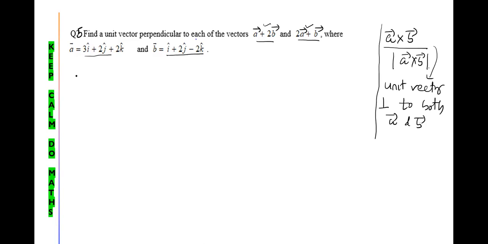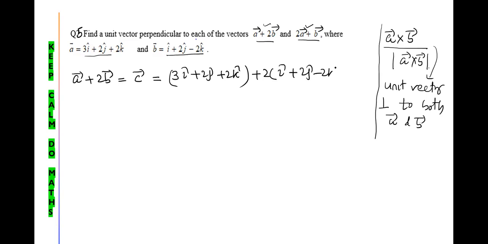So step 1, we will be getting what is A plus 2B. So A plus 2B, let it be C vector. That is equal to A, here it is 3i plus 2j plus 2k, plus 2 into B, i plus 2j minus 2k. Okay, so here you have 3i plus 2i, 5i cap, 2j plus 4j cap, sorry, 6j cap.